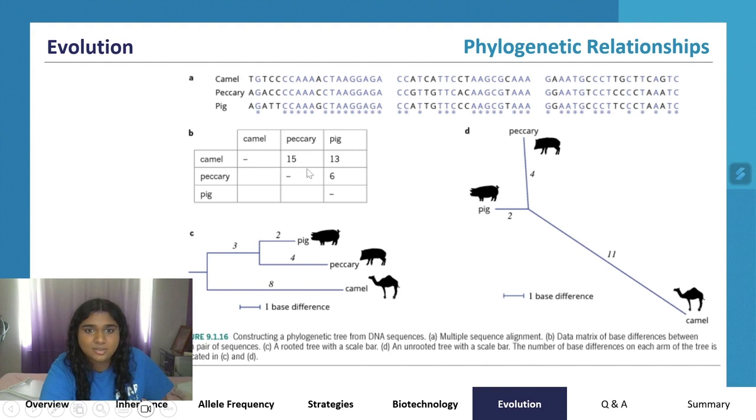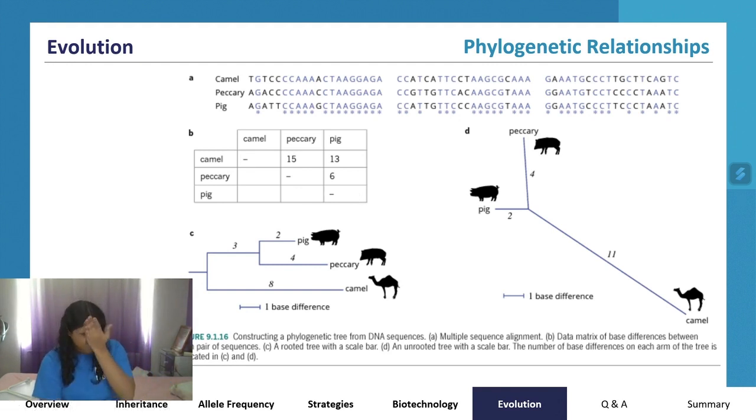So between the camel and the peccary, there's 15 differences. Camel and the pig have 13 differences. Peccary and the pig have 6 differences. And so those can be mapped out on a diagram.